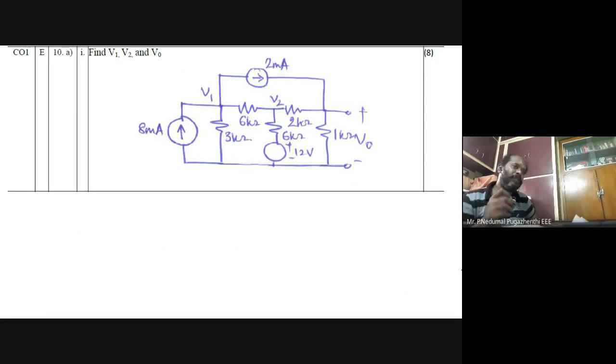Okay, it seems to be a little bigger actually because we are having 3 nodes, V1, V2, and since this is V0, this is also V0. That's the only clue you want. If this is V0, this is also V0. Now you can write 3 equations here. I will write the equations directly. You will get your results.